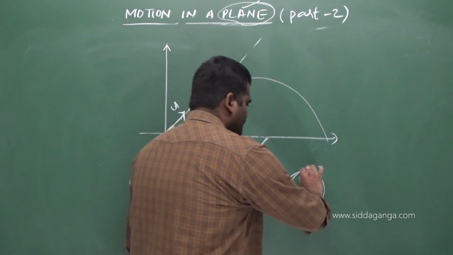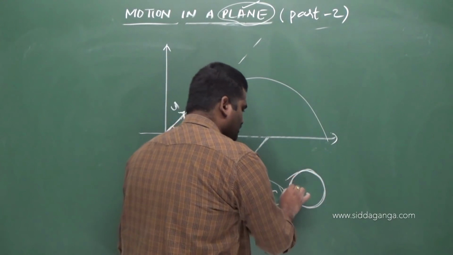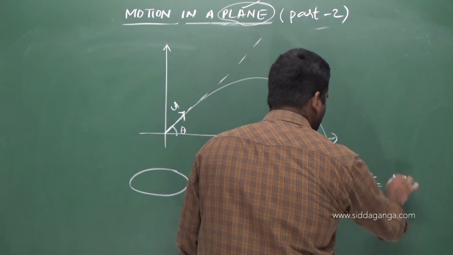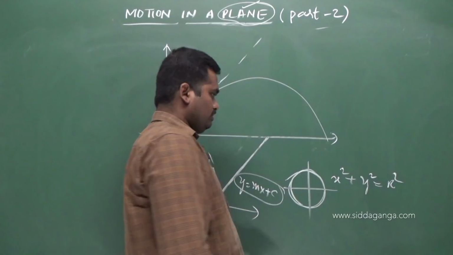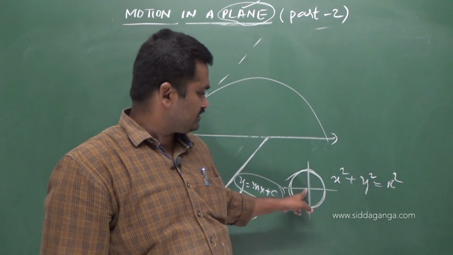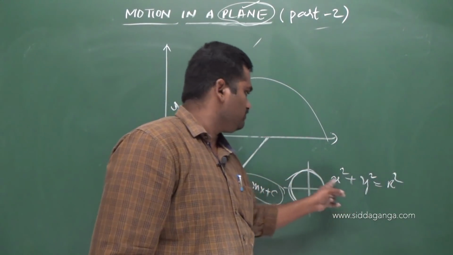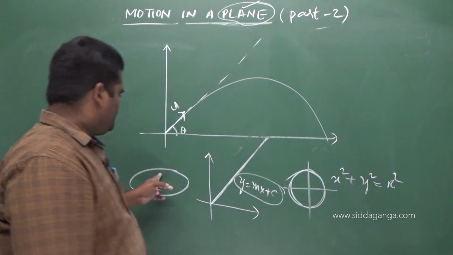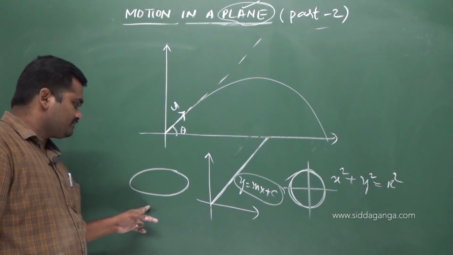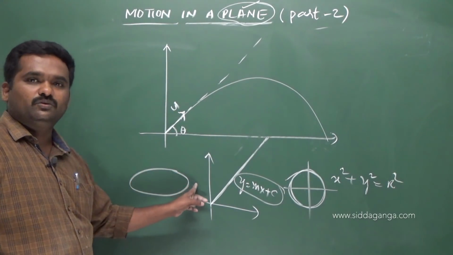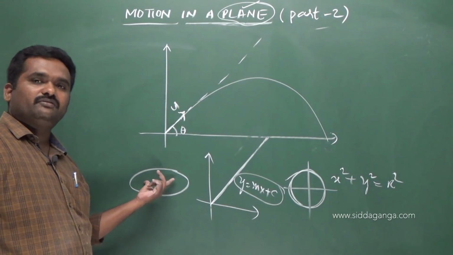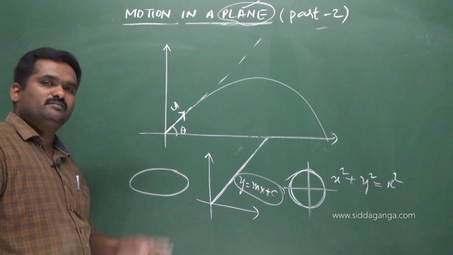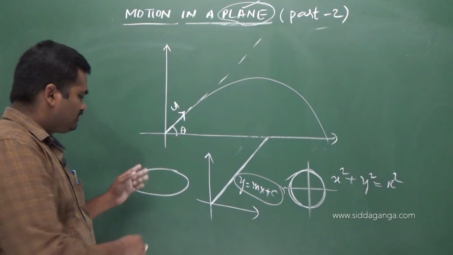And similarly, if a body is moving in a circular path, you can say x square plus y square equals r square, if the origin is at the center, right? R is the radius, origin is at the center, x square plus y square equals r square represents the equation of a circle. Similarly, ellipse means x square by a square plus y square by b square equals 1. This is the equation of an ellipse.